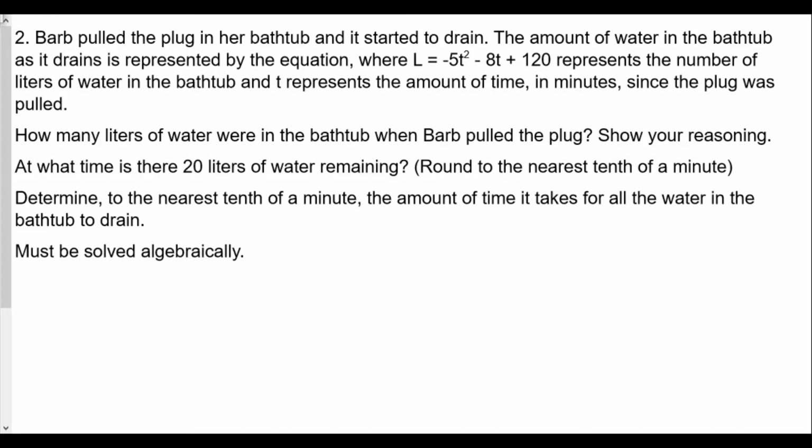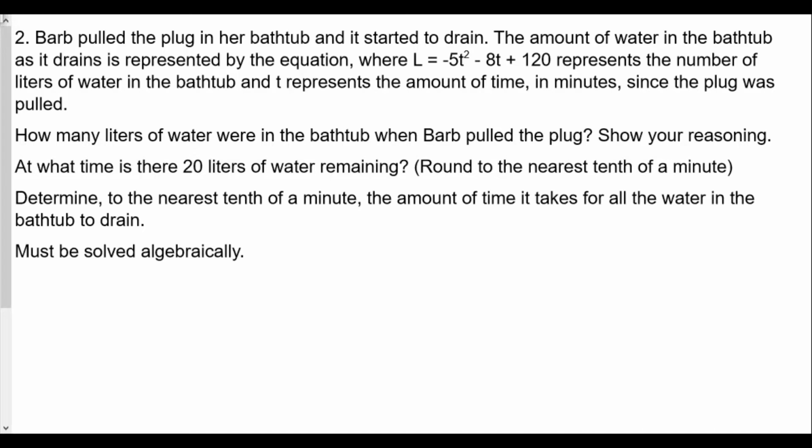Okay, all right, so we're now on question number 2. Barb pulled a plug in her bathtub and it started to drain. The amount of water in the bathtub as it drains is represented by the equation L equals negative 5t squared minus 8t plus 120, where L represents the number of liters of water in the bathtub, and t represents the amount of time in minutes since the plug was pulled. So you have this bathtub full of water, and L is the amount of liters of water in the bathtub, and t is the amount of time in minutes that have passed since you pulled the plug.